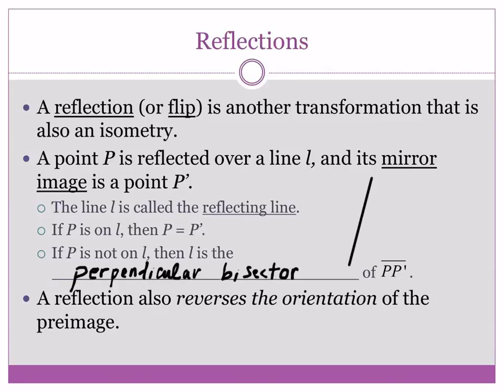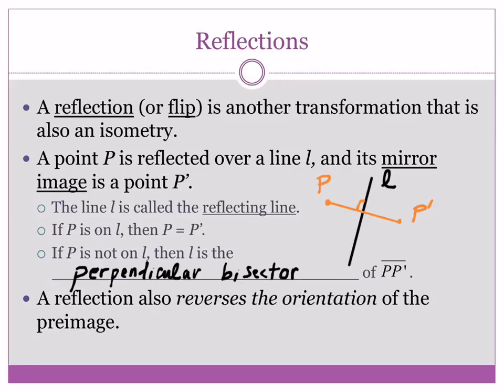So if this is line L, and this is point P, and point P is reflected over here, it would be point P prime over here. And if you were to connect these two, we would create perpendicular lines, and L would be the bisector of that line P prime. I guess I could mark my perpendicular here.